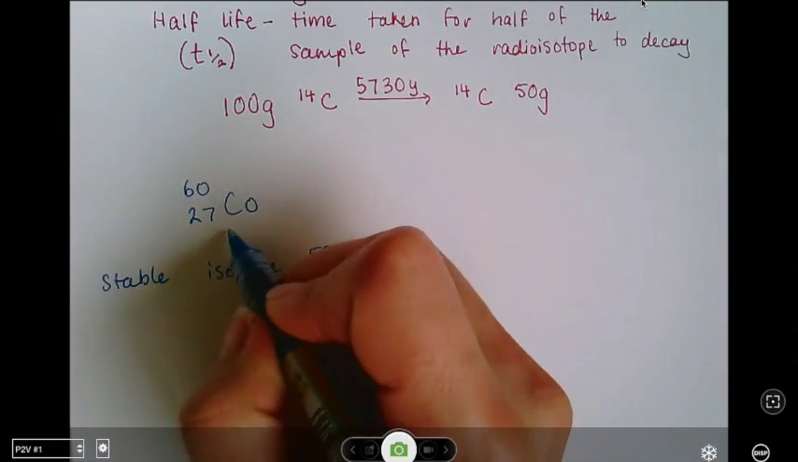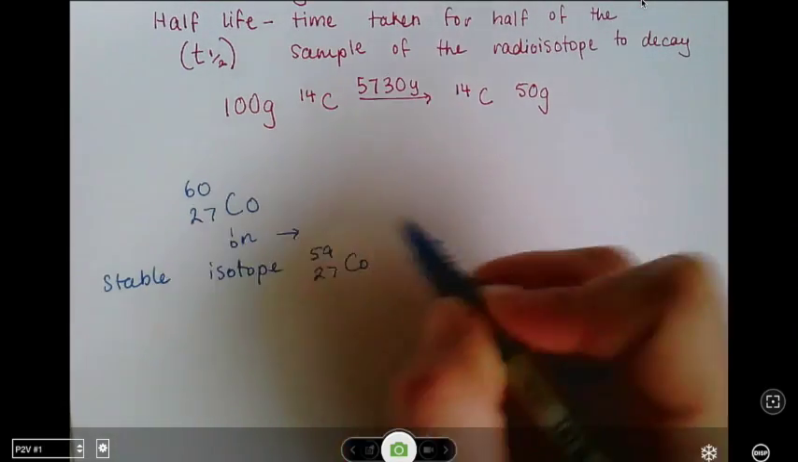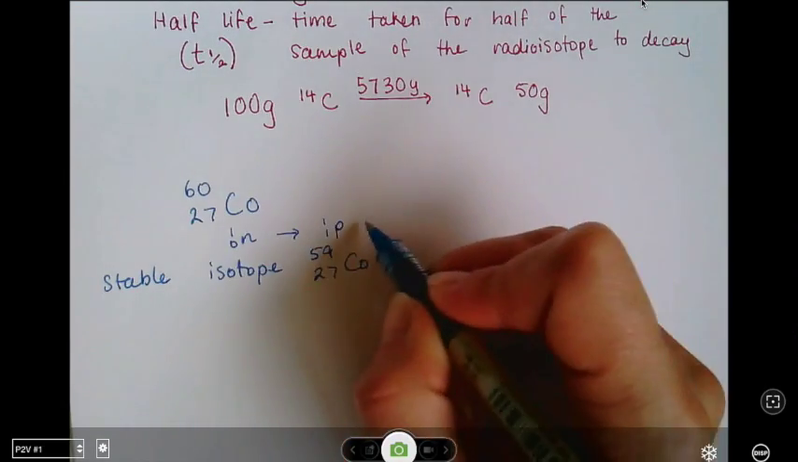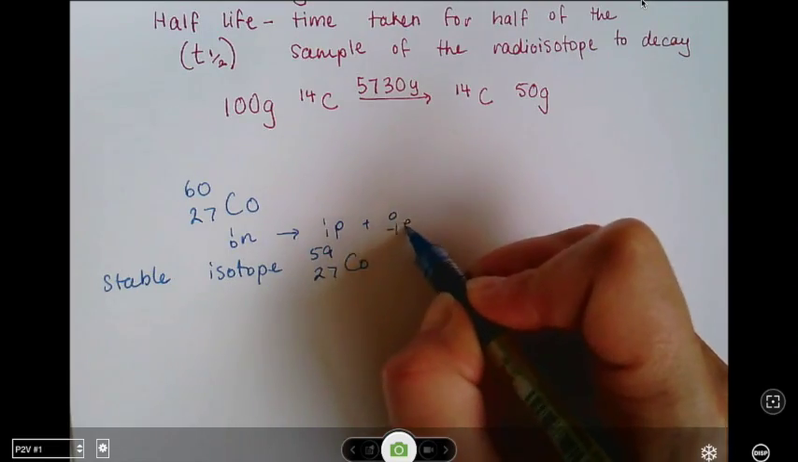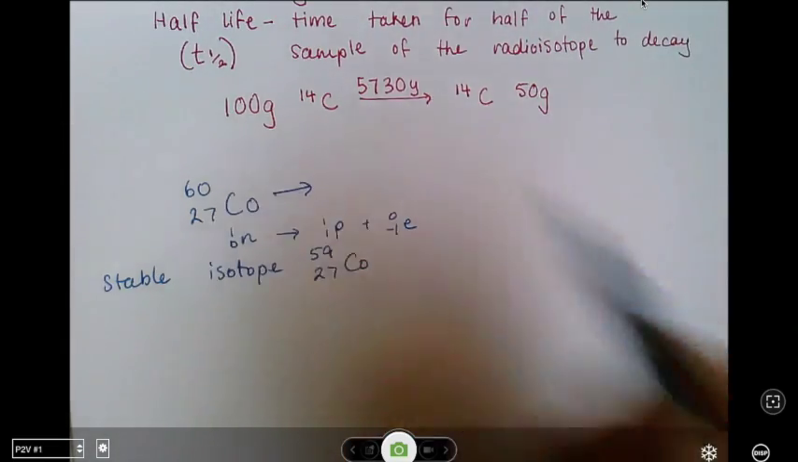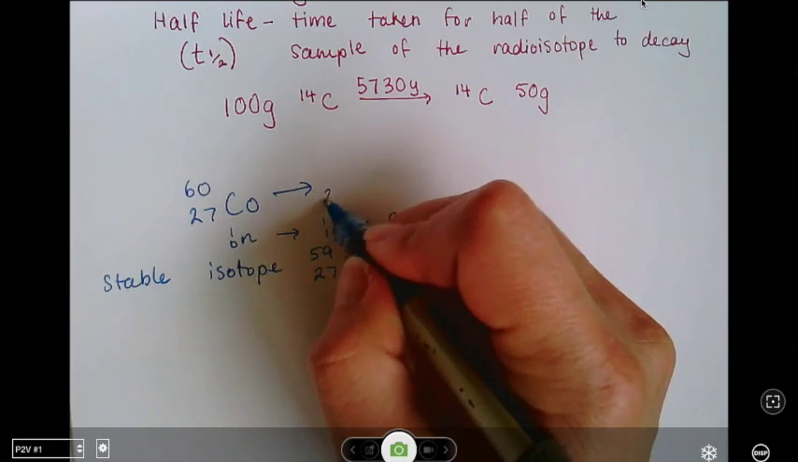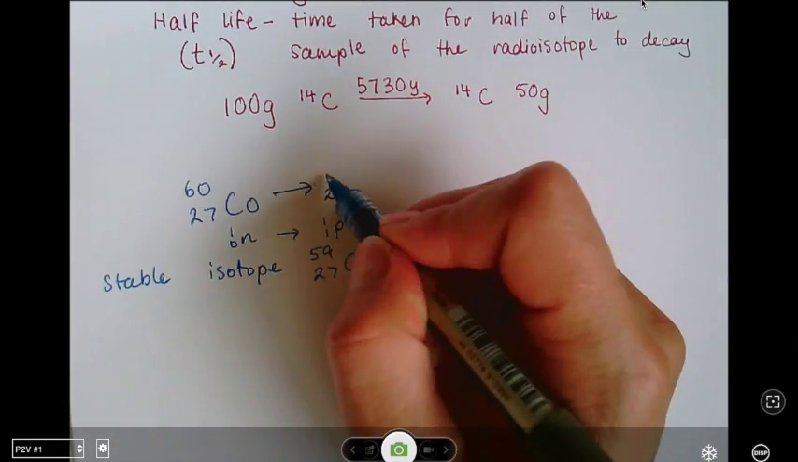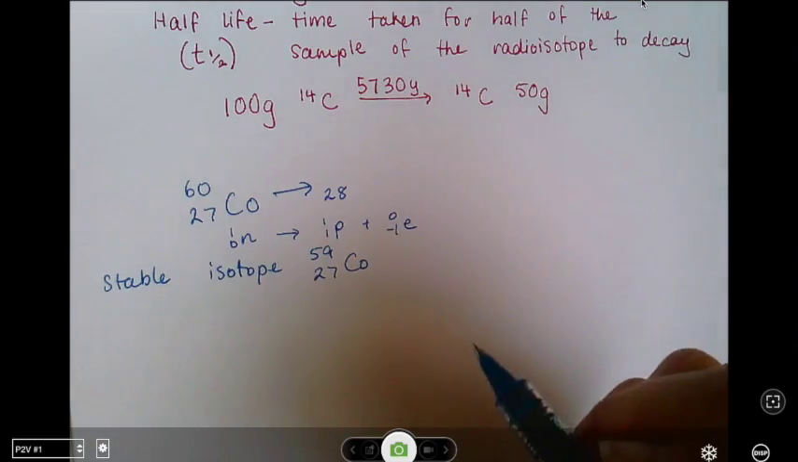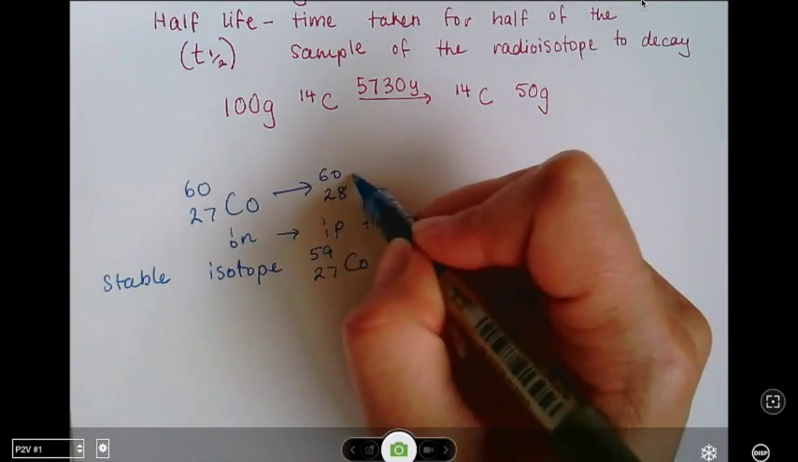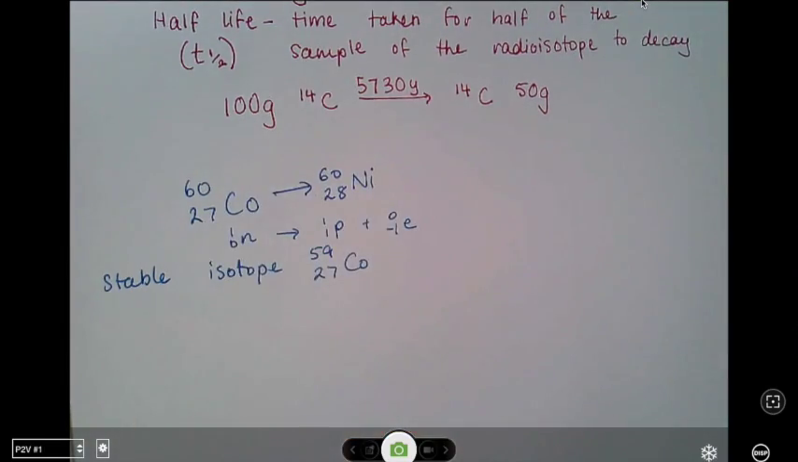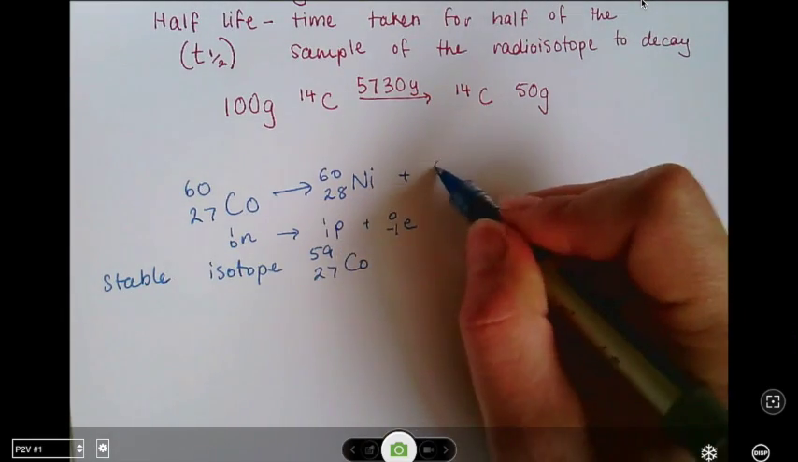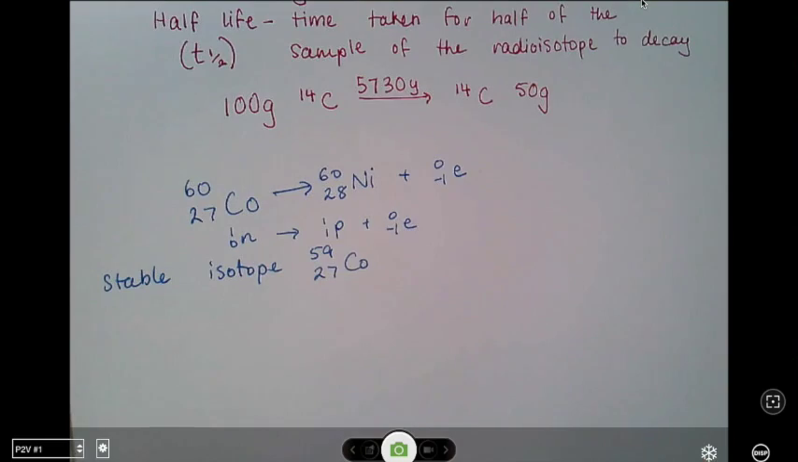So once again, one of the neutrons is going to transform into a proton and an electron. Okay, and that's going to give us a new element once the electron's expelled from the nucleus, element number 28, still with a mass of 60, and that is corresponding to the element of nickel. We write in that we've got the electrons being expelled.